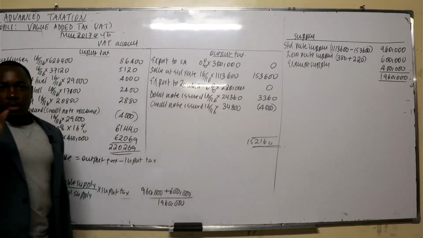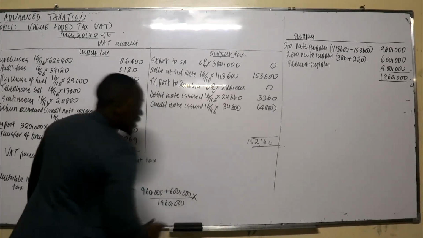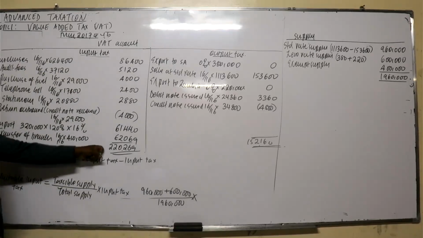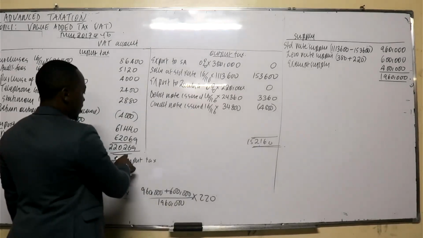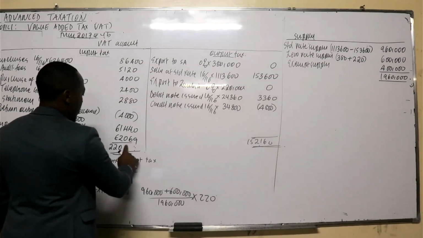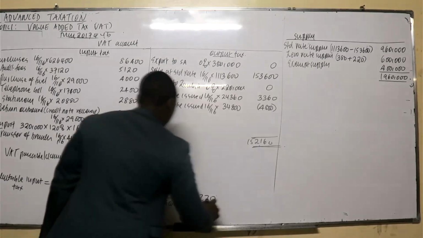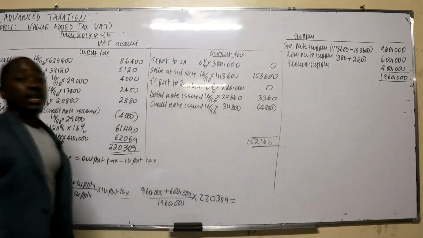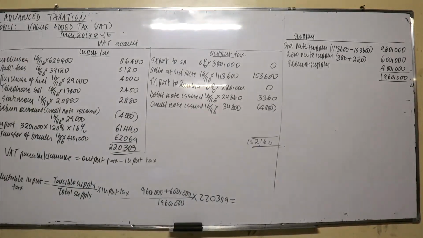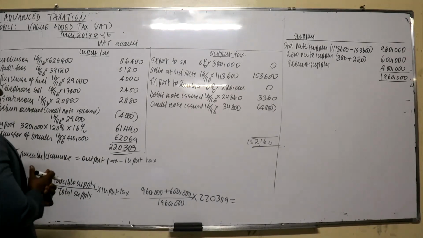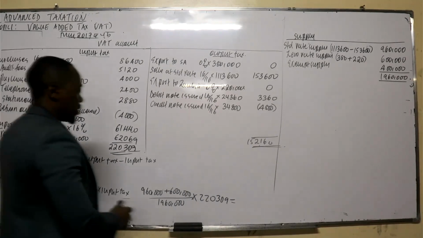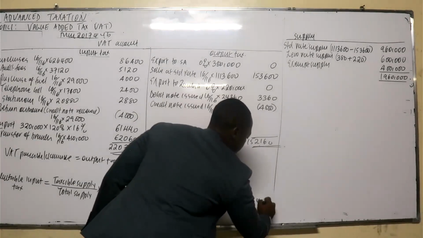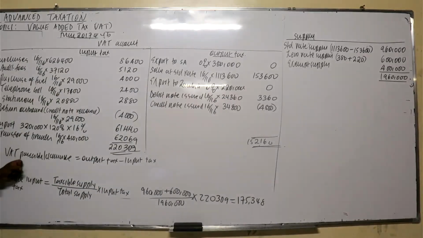Now, you get the proportion. Once you get the proportion, that's the only thing you can claim. Then you multiply by the input tax. Our input tax was 220,309. So how much can you claim, or how much would you claim? 175. Good. So that means the tax payable or claimable.